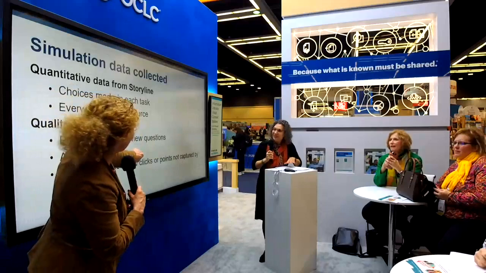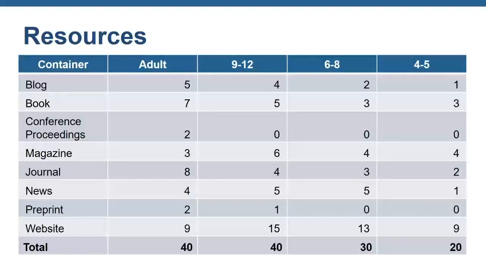And so we're moving to the next. If you look at these are the resources, and so you'll see for the adults, we had 5 blog entries. So that's what this means. For the adults, we had 7 books. For the 9 through 12, we had 5 books. So that's what this depicts.